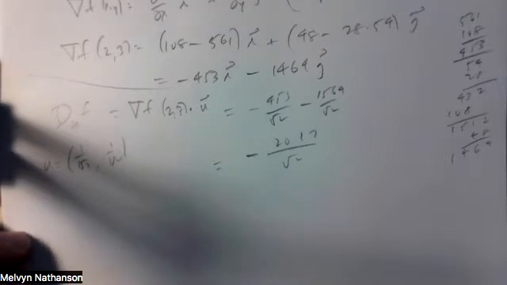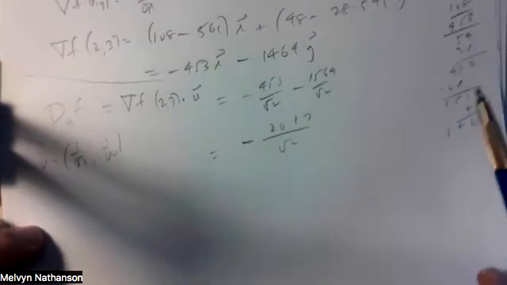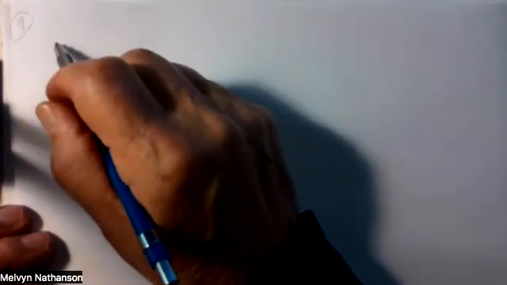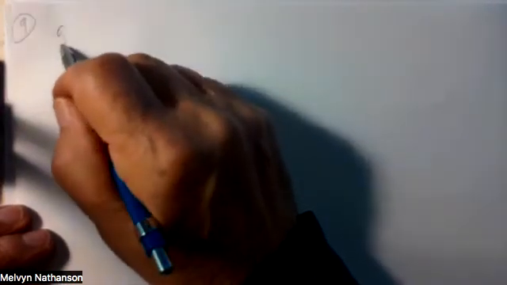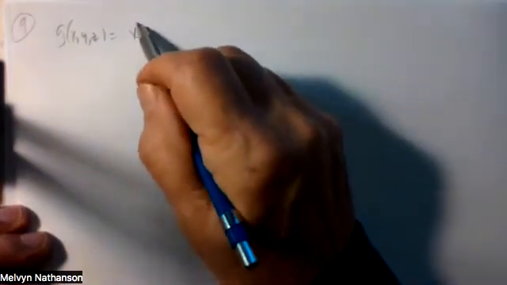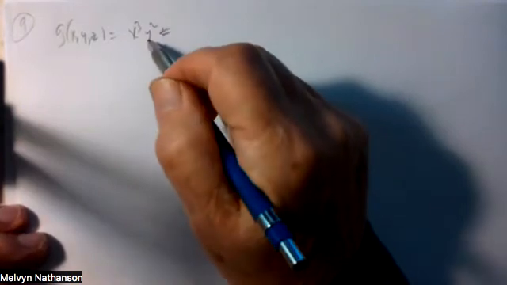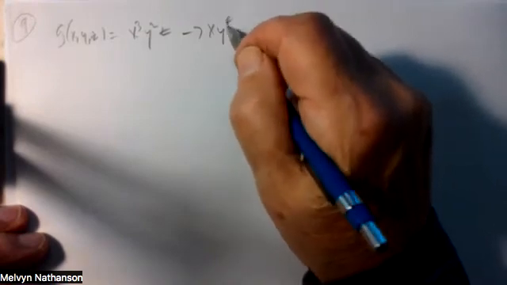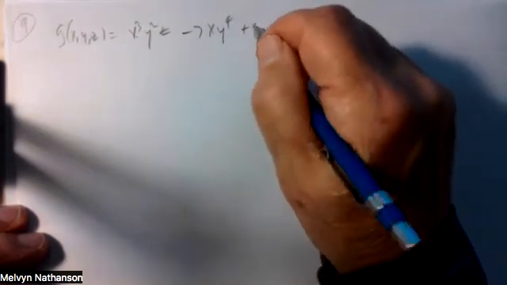Okay, this was problem 8, which means the next problem is problem 9. So here we have a function of 3 variables. I wrote g of x, y, but it should have been g of x, y, z. x cubed y squared z minus 7 x y to the fourth plus x z cubed.